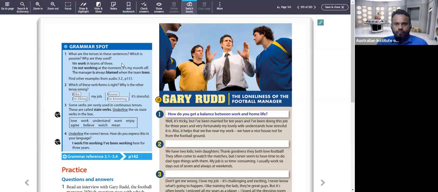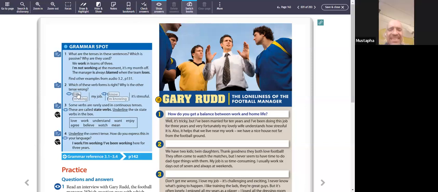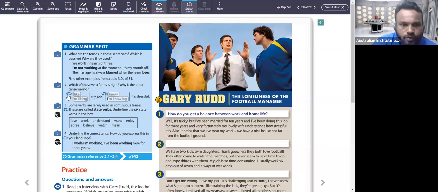Which of these verb forms is right? Why is the other tense wrong? Okay, now see if you can work on here. Which of these verb forms is right? Why is the other tense wrong? I like. Is it right or wrong? Like, is it right?